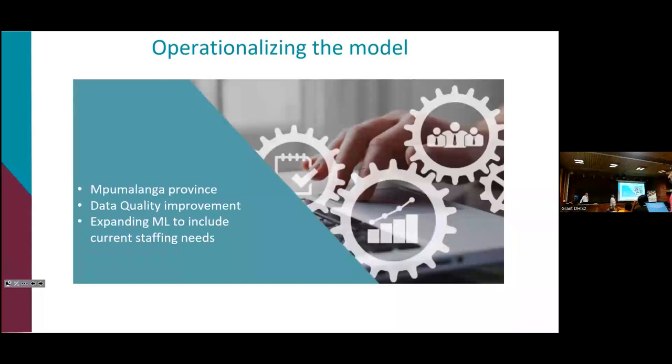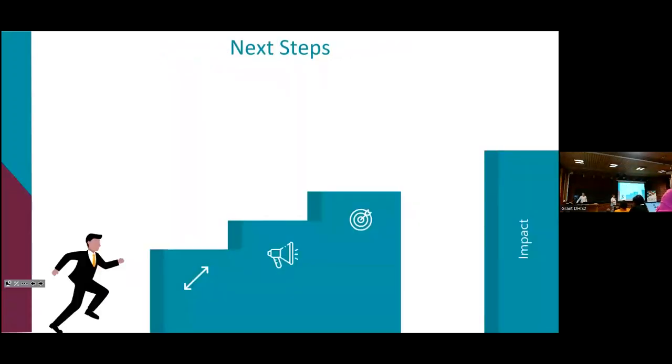So in the Mpumalanga province, we have done a visit to them, and there are also specific data quality improvements that we have been able to work with them on so that the data is better. Sometimes they don't capture the reason for leaving, or in the HR system, some of the data is quite poor. So in looking at the output of this, we are also feeding back better data quality into it. And now we are starting to work with them on expanding the model to include what is their current staffing needs for universal health coverage.